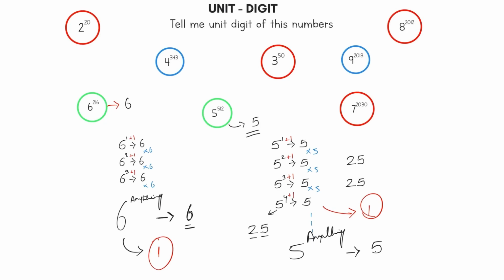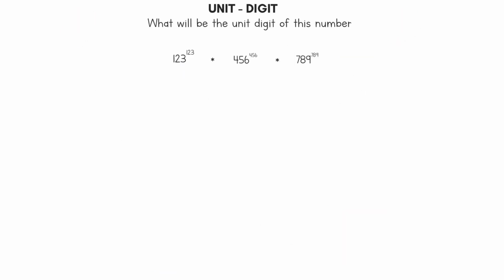Okay, so after understanding these basics and after knowing the cyclicity of each one of these numbers, now let's apply everything that we have learned. Now how do we get the problems in the exam with respect to the concept of unit digit that we have learned till now? So now the question that is being asked to me is, what will be the unit digit of this number? 123 raised to 123 into 456 raised to 456 into 789 raised to 789.